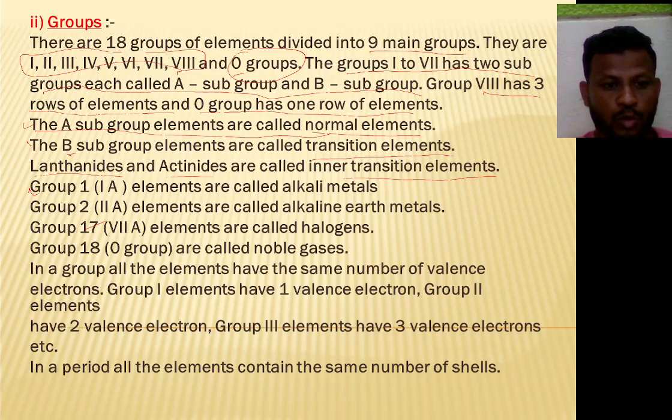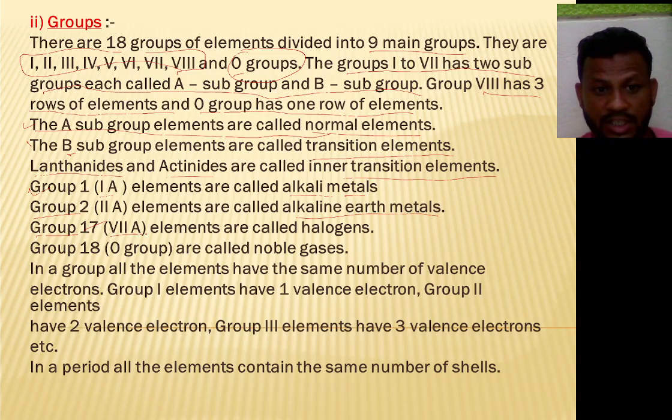Look here, group 1A elements are called alkali metals. I showed you this before; you have to observe it clearly. If you get confused, please rewind this video and you will get a clear picture of the periodic table. And the second group elements are the alkaline earth metals.